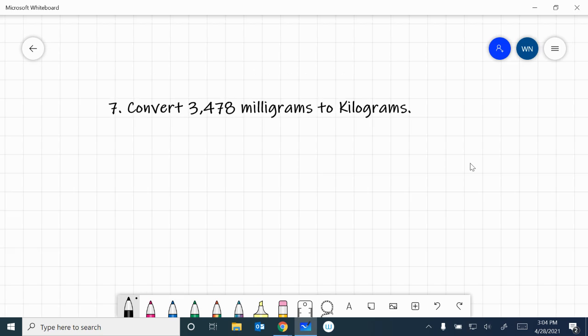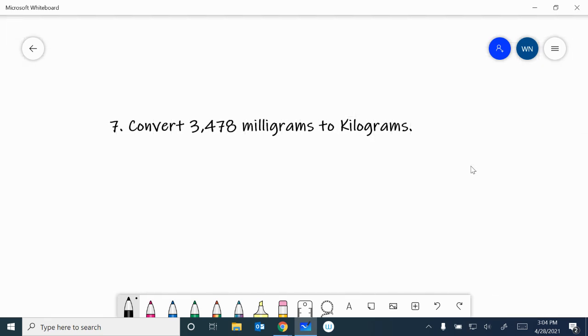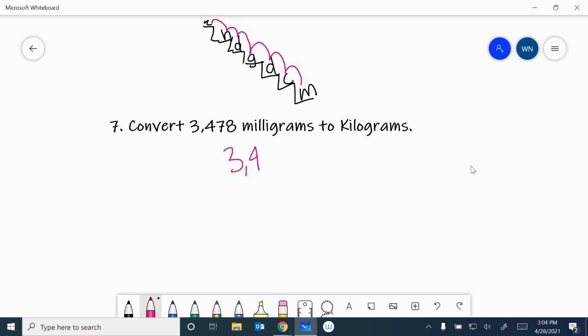Number 7, convert 3,478 milligrams to kilograms. Wow, that's going to be a big jump. All right, so we've got grams, decigrams, centigrams, milligrams, decagrams, hectograms, kilograms. Okay, so if we're starting at milligrams, we know we're going to be dividing because we have to go up. So let's count how many steps this is going to be. 1, 2, 3, 4, 5, 6. So we have to go 6 steps up.